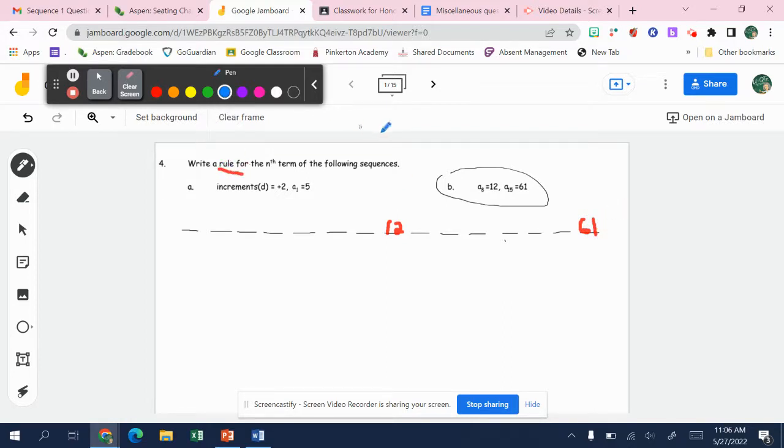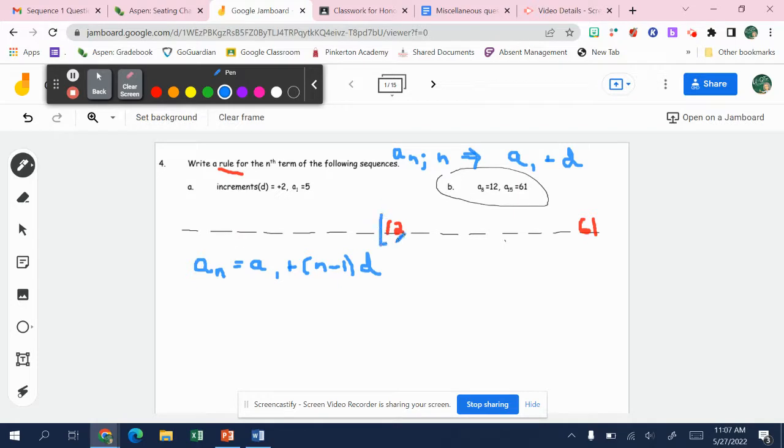And anytime you're trying to find a rule, AN will stay AN and N will stay N. So all you have to find is A1 and D. And if you can find A1 and D, then you can write your rule. Well, right now I don't have either of those. But let's go back to our original formula. AN equals A1 plus N minus 1 times D. And I can use this rule to find D.